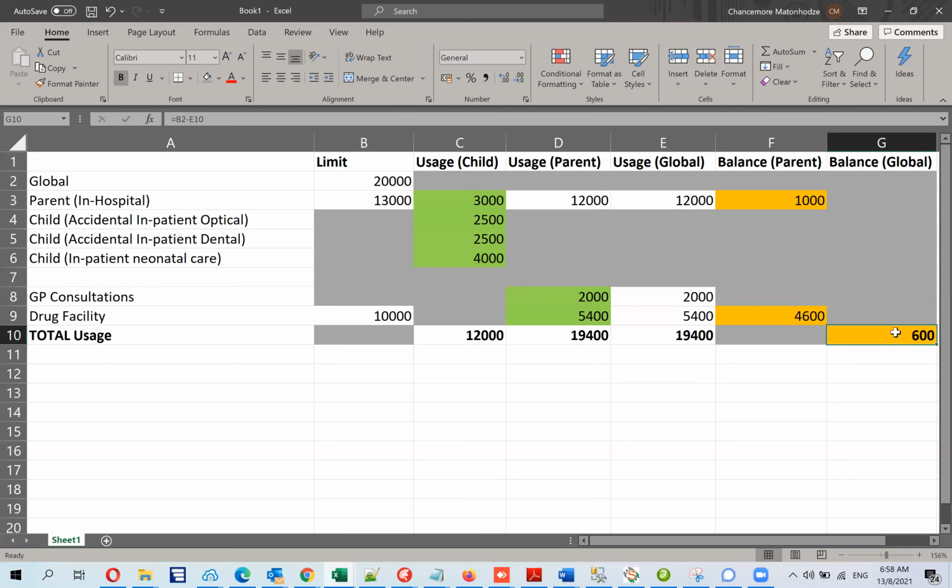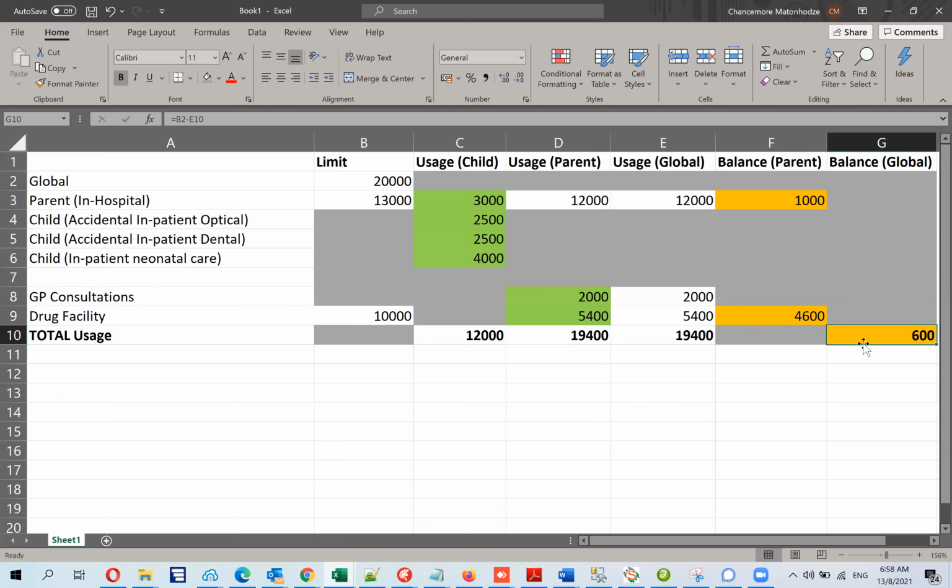This is a scenario which causes a lot of confusion. Questions arise from users and from clients, because at this point they don't understand how it is that I am still entitled to $1,000 here. I'm still entitled to 4,600 on drug facility, but there's only $600 left on the global limit. So the question would be, which of these balances, the 1,000 on parent in hospital, or the 4,600 on drug facility, or the 600 on global, am I going to draw from at this point?